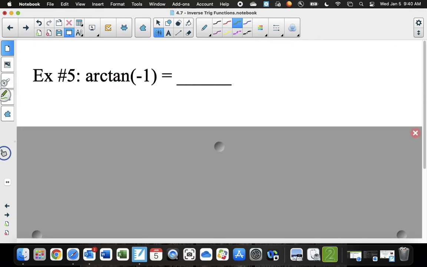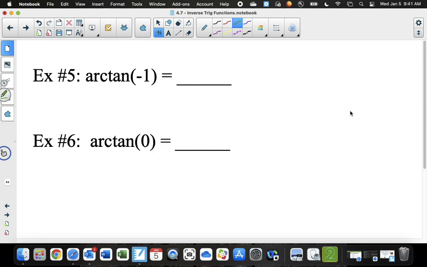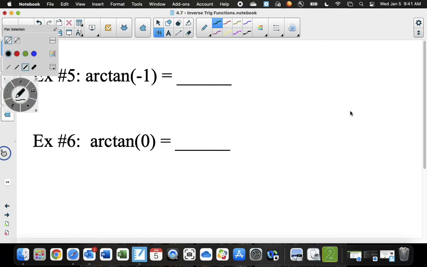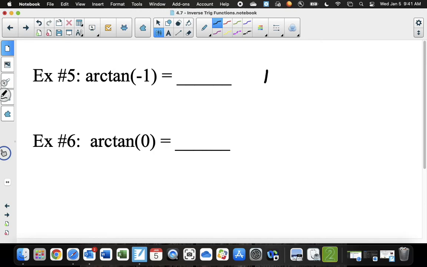All right, try the ones on the next page here. Try these 2 problems, or next slide. See if you can get those 2. And again, I'll call on somebody. I'll give you a couple of minutes here to see if you can figure it out. Arctangent of -1 and arctangent of 0. Where is the tangent equal -1 in our restricted domain? Where does the tangent equal 0 in our restricted domain?